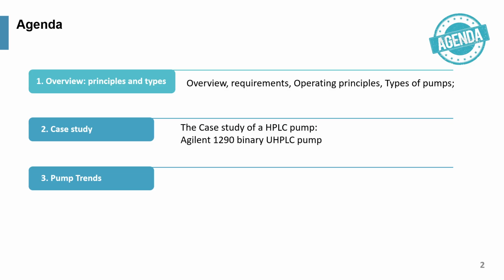Let's start with the agenda. Section 1 is overview of the principle and types. We'll talk about requirement, operating principle, and different types of pump. Second, we use a case study of an HPLC pump. We use Agilent 1290 binary UHPLC pump as an example. And then we talk about some modern pump trends.